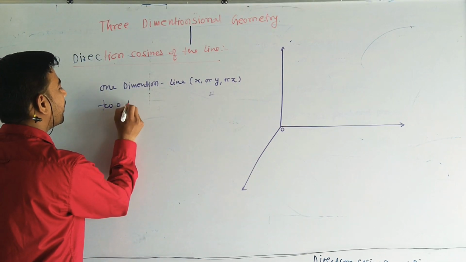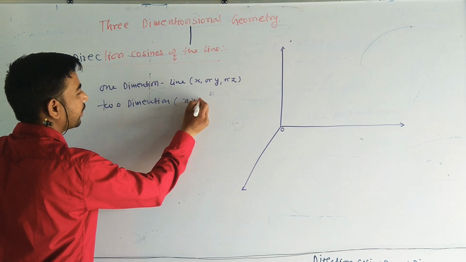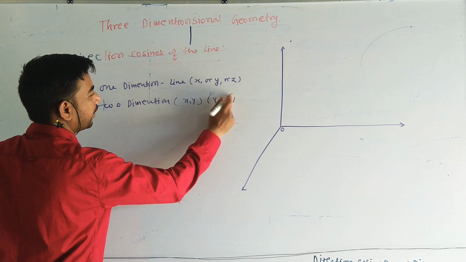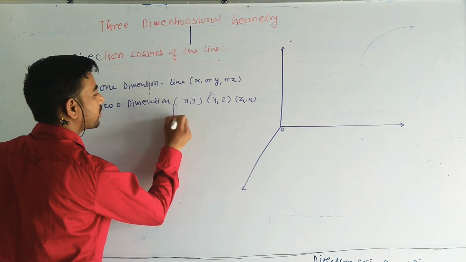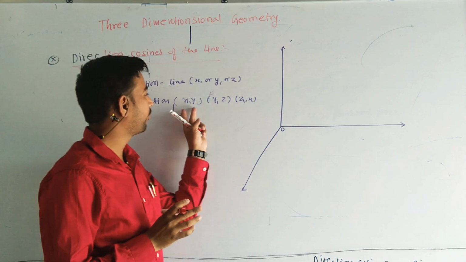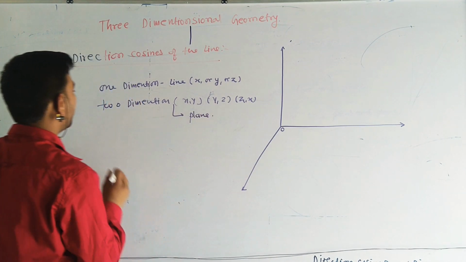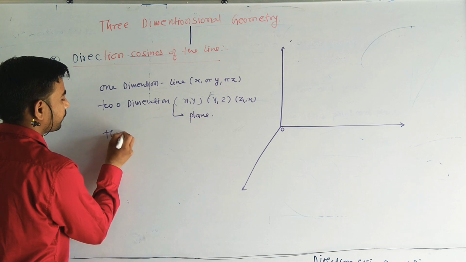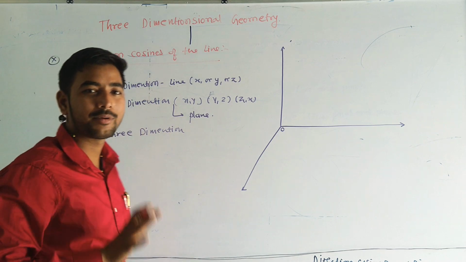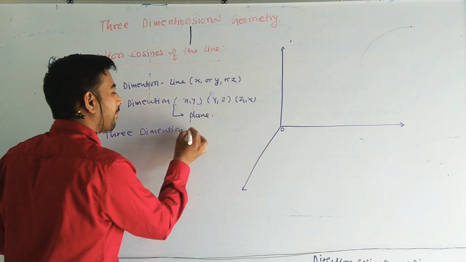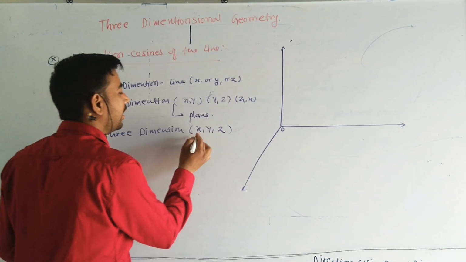In the case of two dimensions, we need either xy or yz or zx. In mathematics, if we need two coordinates, then it is called a plane. And the three dimensions, which we will study in this chapter. In the case of three dimensions, we need three coordinates x, y, z. We will study this one.